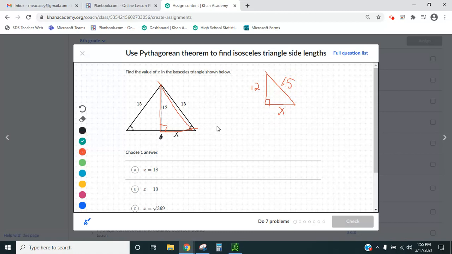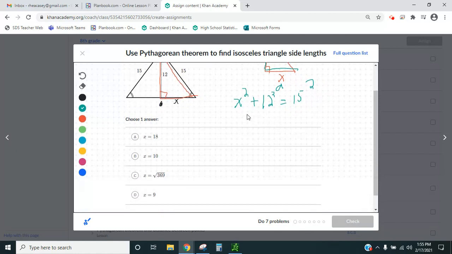Now remember, we got to label these as A, B, and C, right? A and B form the right angle, and C is the other one. And if we're using Pythagorean theorem, just like we did last time, we would say this: A squared, which is x, B squared, which is 12, equals C squared, which is 15. All right, so we got x squared plus 144. Remember, I'm squaring these, equals 225.